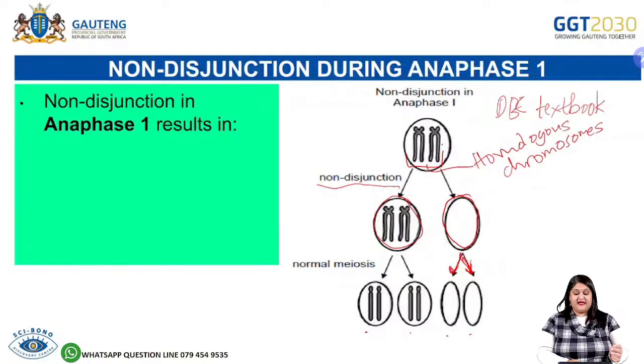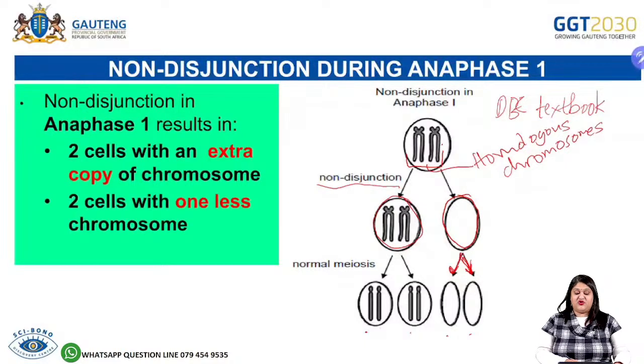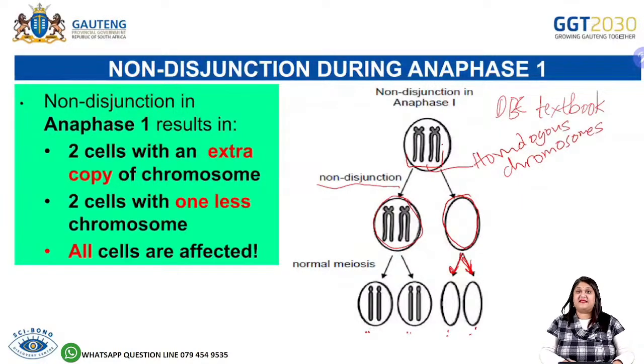So what do we say here? We say that non-disjunction in anaphase 1 results in 2 cells with an extra copy of a chromosome and 2 cells with 1 less chromosome. So here we have 1 less, and here we have 1 more. Now, in this instance, all cells are affected, right?